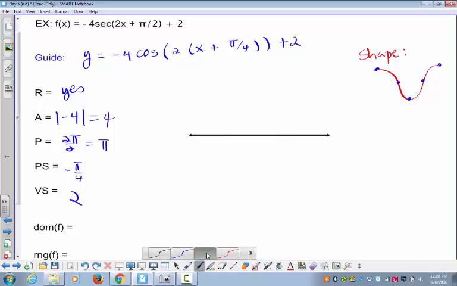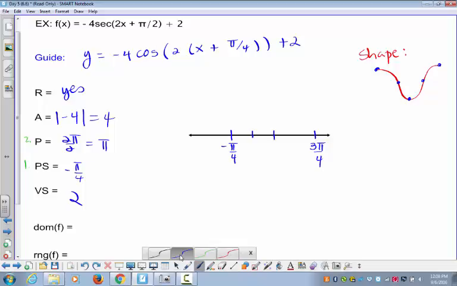Step 1, we look at the phase shift. So we're going to go to minus pi over 4. All right. And then what do we do with the period? That phase shift is the left endpoint. To get to the right endpoint, we add the period. So we're going to add pi to that. And what's negative pi over 4 plus pi? 3 pi over 4.